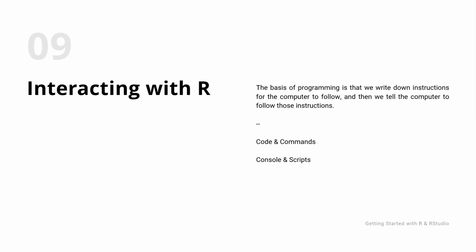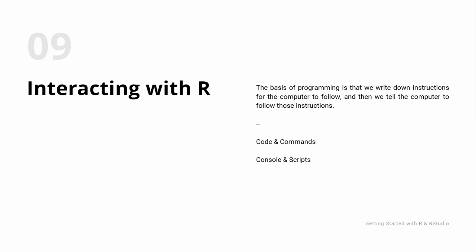The basis of programming is that we're going to write down instructions for the computer to follow, and then we'll tell the computer to follow those instructions. So we write code, or instructions, in R because it's a common language that both the computer and humans can understand. We call those instructions commands, and we tell the computer to follow the instructions by executing those commands, which is also called running those commands.